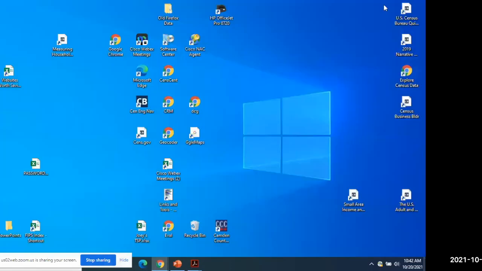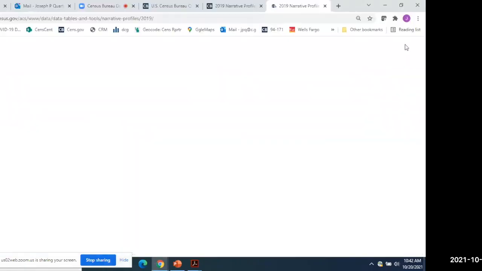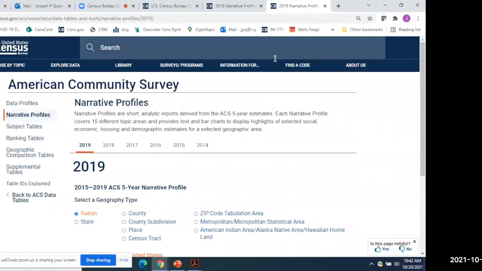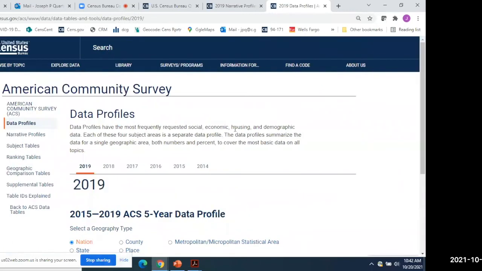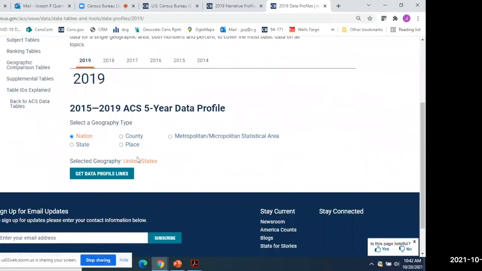There's another point about when you go into the narrative profile link that I want to make sure that you're aware of. If you want to get a lot of data about a specific geography and not have to go poking through the different tables to get that, you go to the same web page that gives us the narrative profile and click Data Profiles. And you get to pick a geography. It's not as many geographies, but you get to pick a geography.